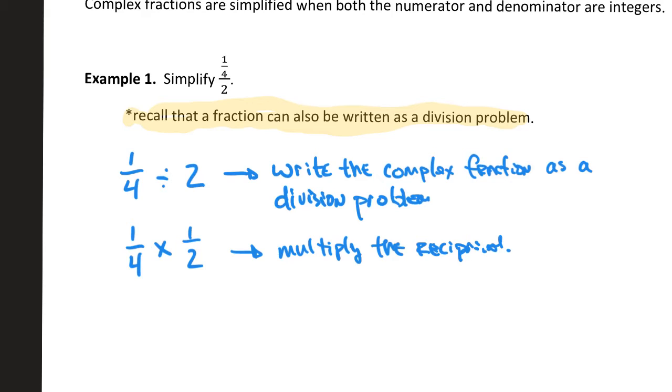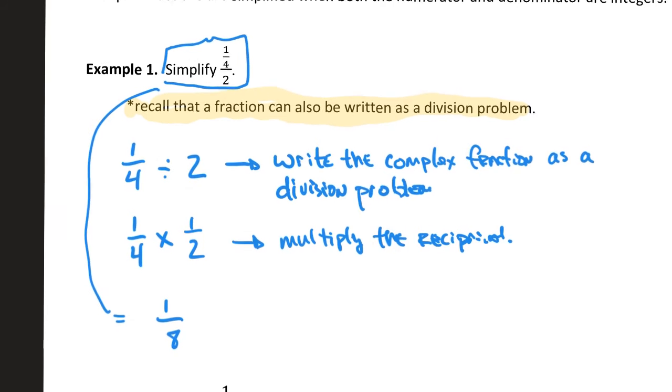So when we multiply fractions, of course, we just multiply the numerators, which is 1 times 1 is 1, multiply the denominators, 4 times 2 is 8. So to simplify 1/4 over 2, okay, 1/4 over 2 is simplified to 1/8, okay?